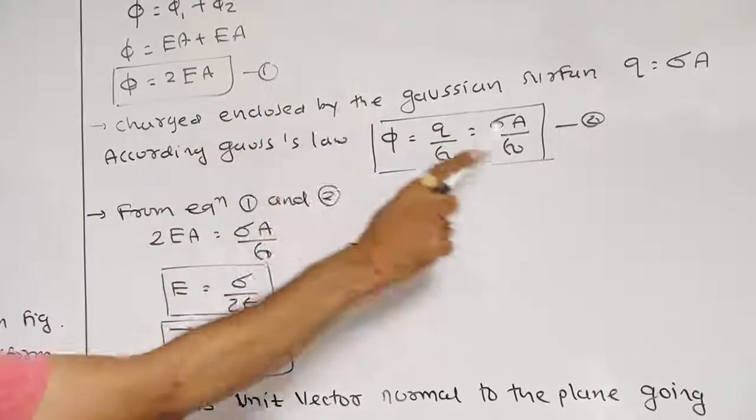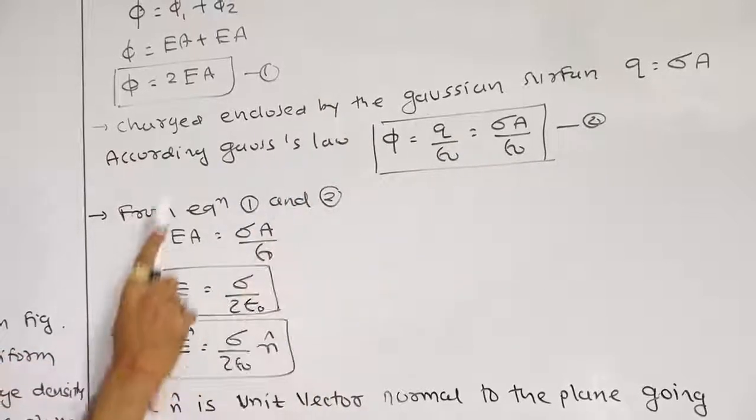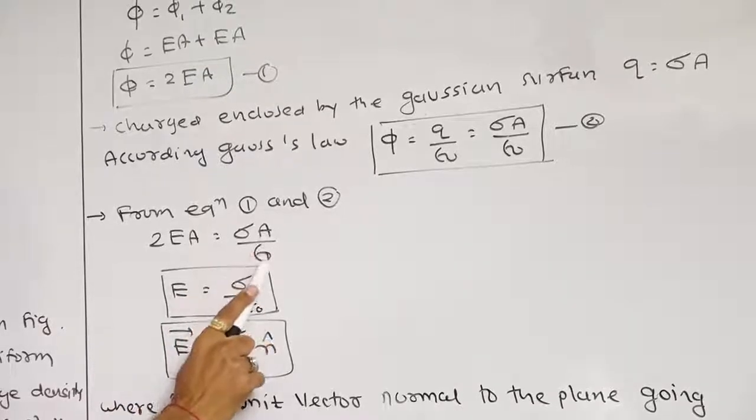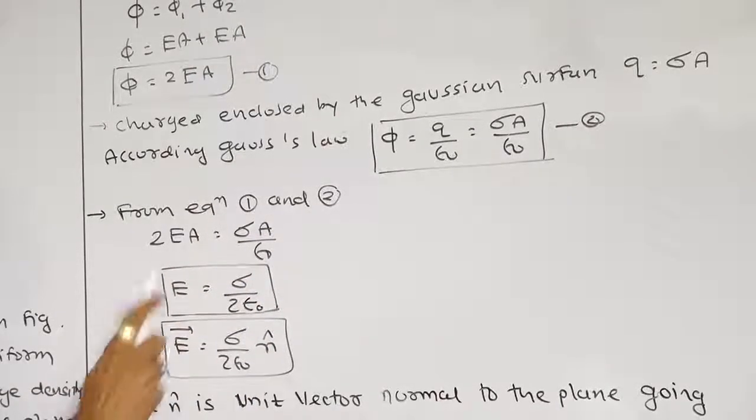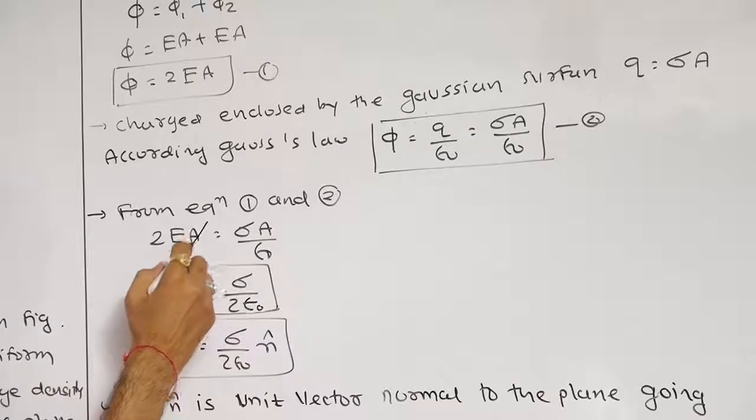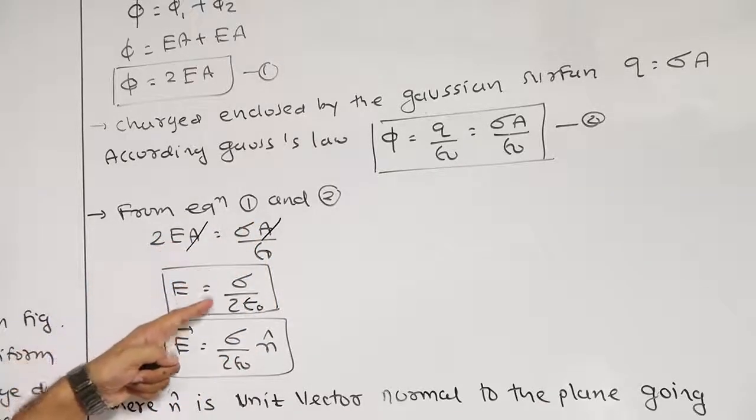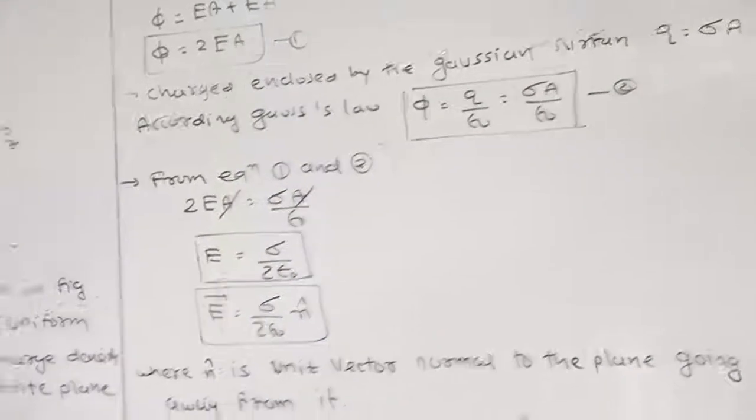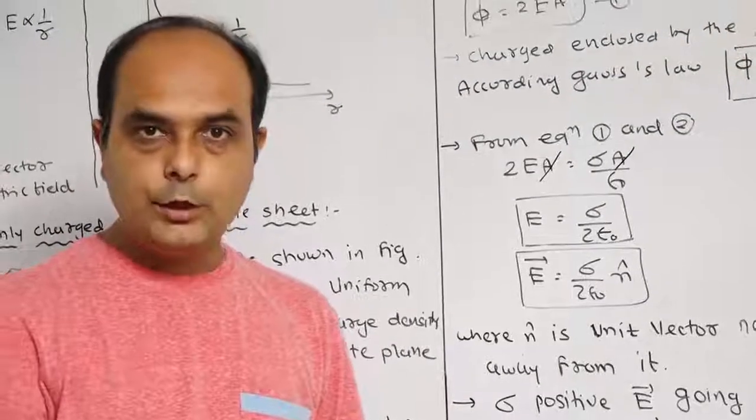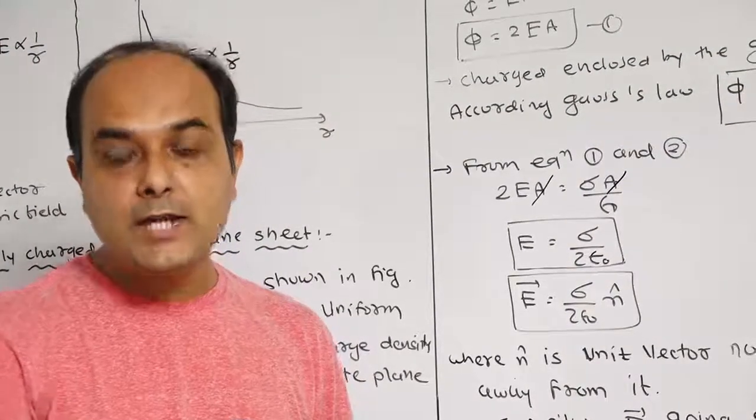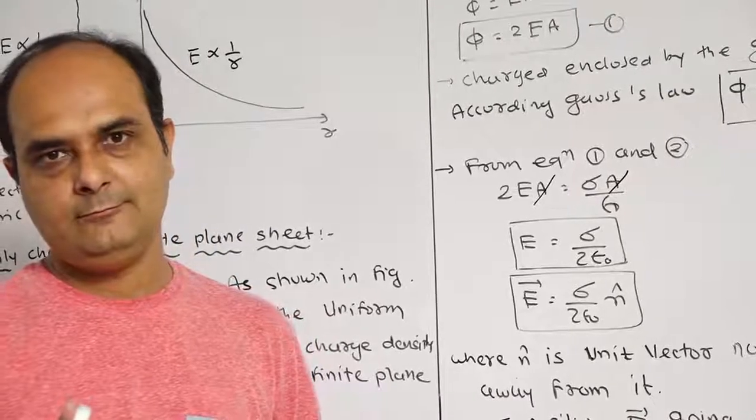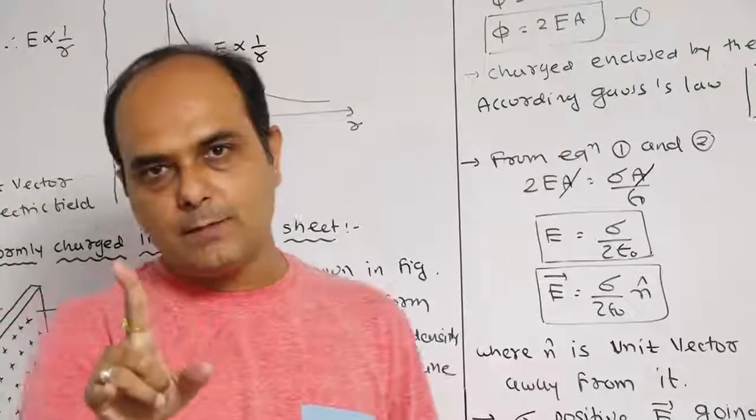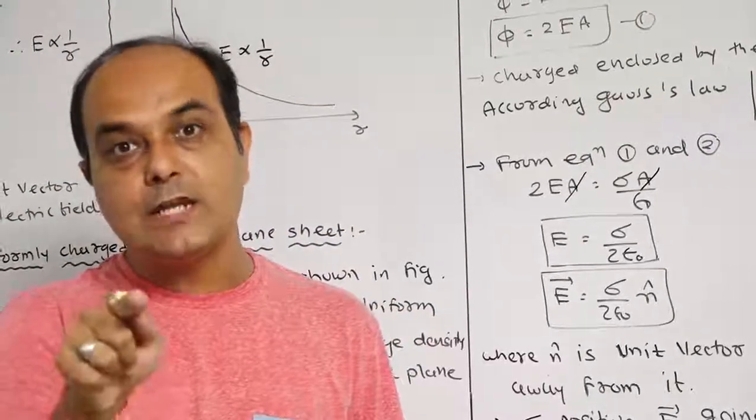Now from equation number 1 and 2, 2EA is equal to sigma A by epsilon 0. Both sides A cancel. Therefore, students, the remaining step is E is equal to sigma by 2 epsilon 0. So this is the electric field intensity due to a uniformly charged infinite plane sheet. That is E is equal to sigma by 2 epsilon 0. It is the electric field due to a single plane.